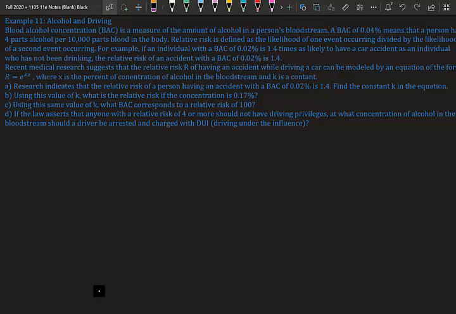So before I even read any A, B, C, D, I'm going to pull out what it's telling me. Okay, it gave me a formula. R equals e to the power of kx. It tells me R is risk. And remember, e just represents a number like pi. It's 2.71, but you don't need to know that. There's an e button on your calculator. Then it tells me k is the constant. k is always your constant. And then it tells x is your BAC.